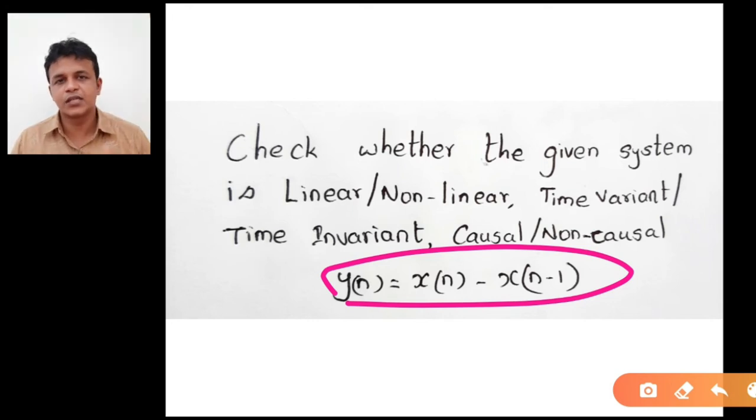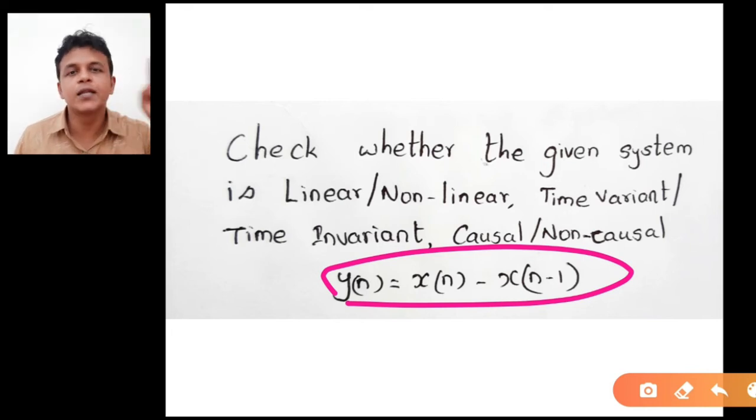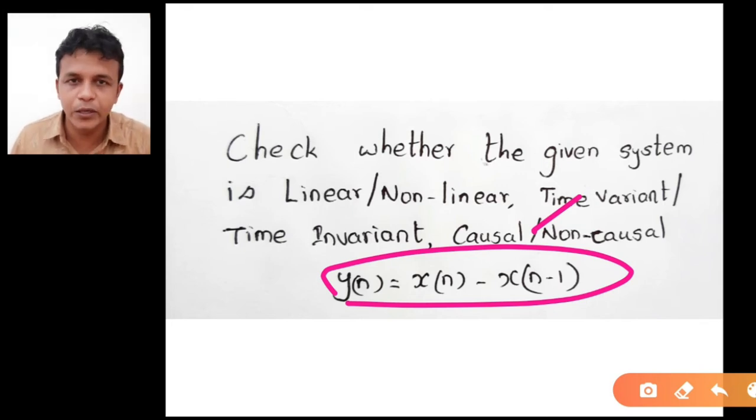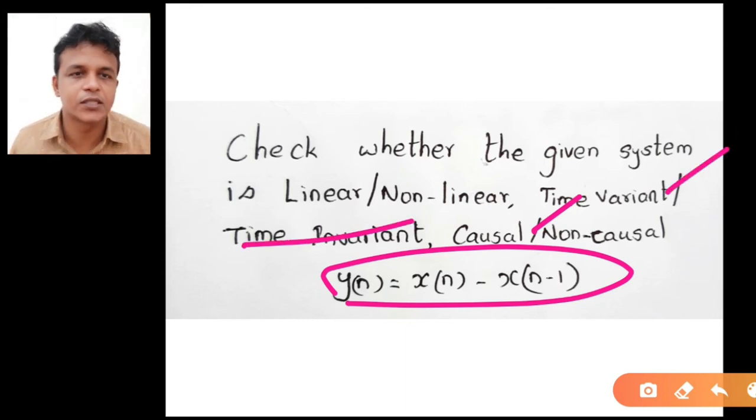So, x of n minus x of n minus 1, the current output is depending upon the current input x of n and the previous inputs, the past inputs x of n minus 1. So, definitely it is going to be a causal system. And here there is no time scaling involved. For this reason, it is going to be a time invariant system, only time shifting is involved. So, we can conclude that this is not going to be a time variant system, it is going to be a time invariant system.